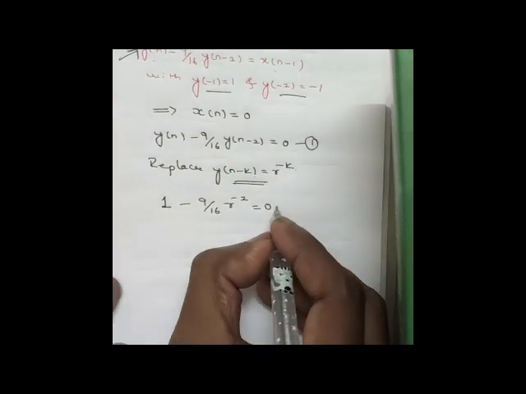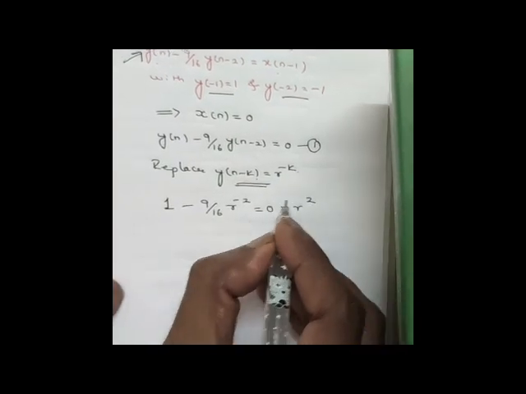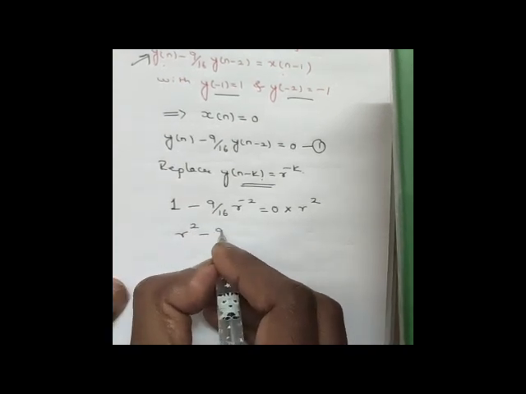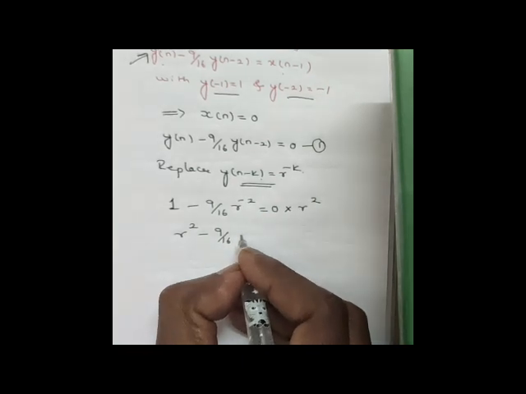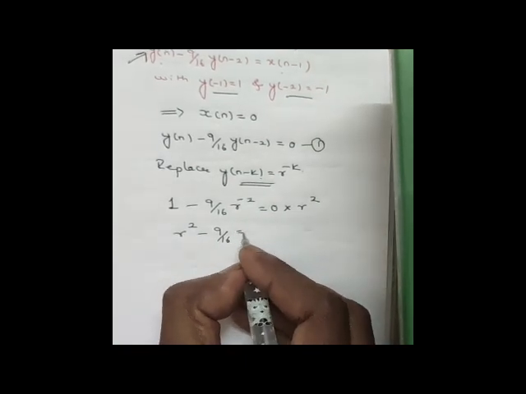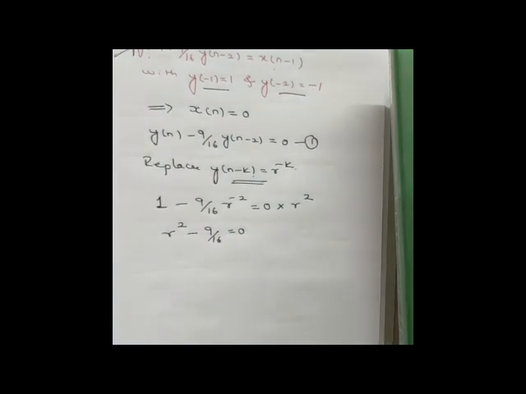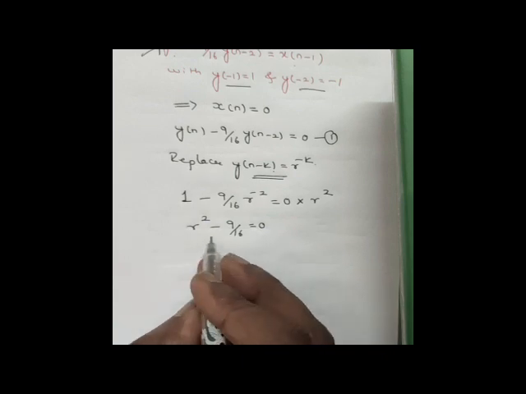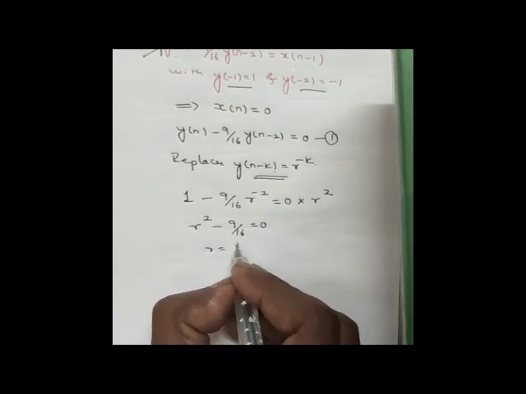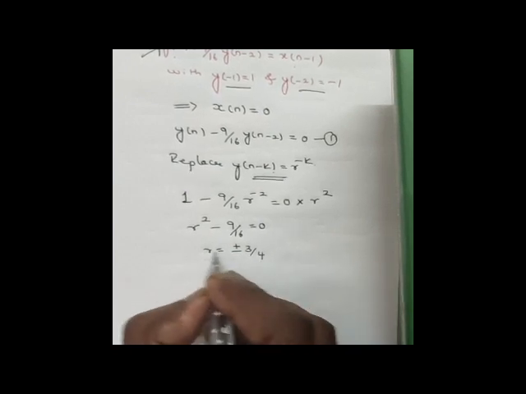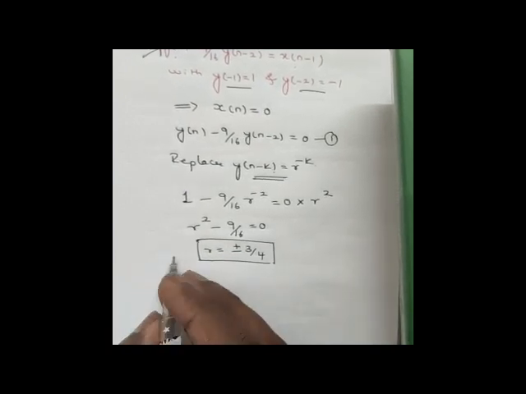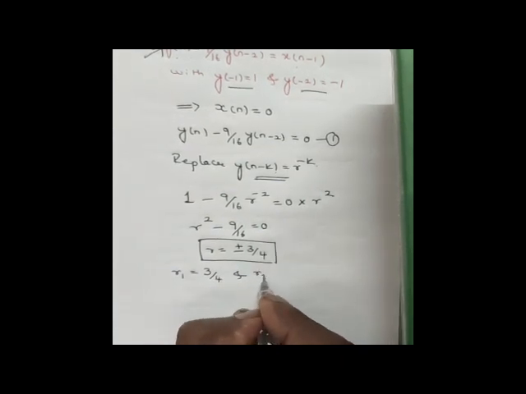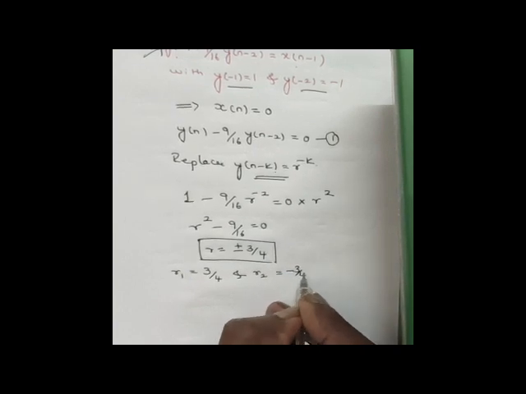After that, multiply by r square. If you multiply r square, you are going to get r square minus 9 by 16 is equal to 0. If you find the root of that, you are going to get plus or minus 3 by 4. So r1 is equal to 3 by 4 and r2 is equal to minus 3 by 4.